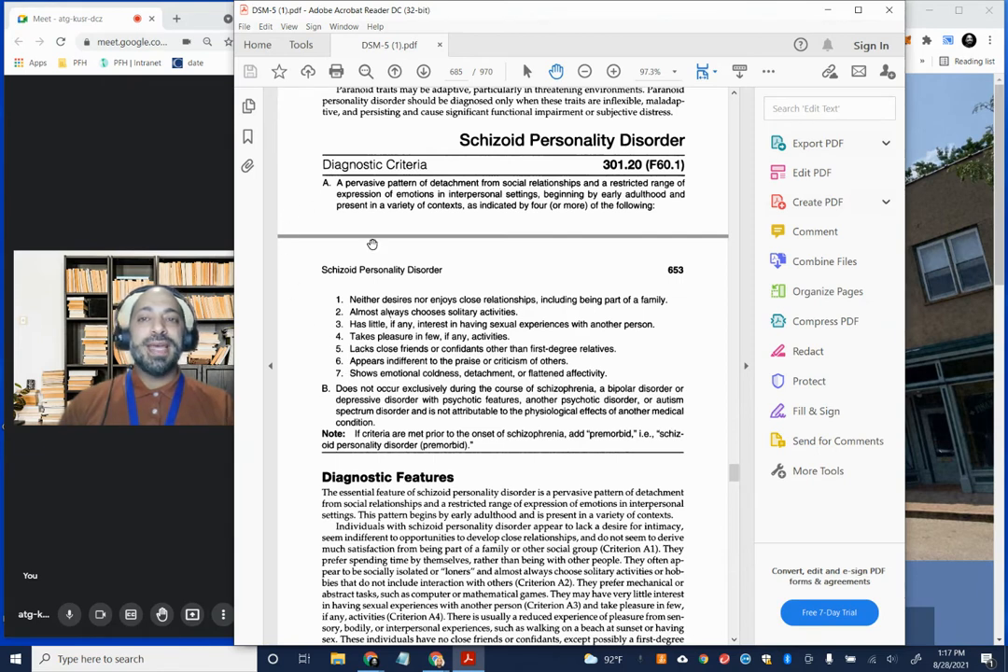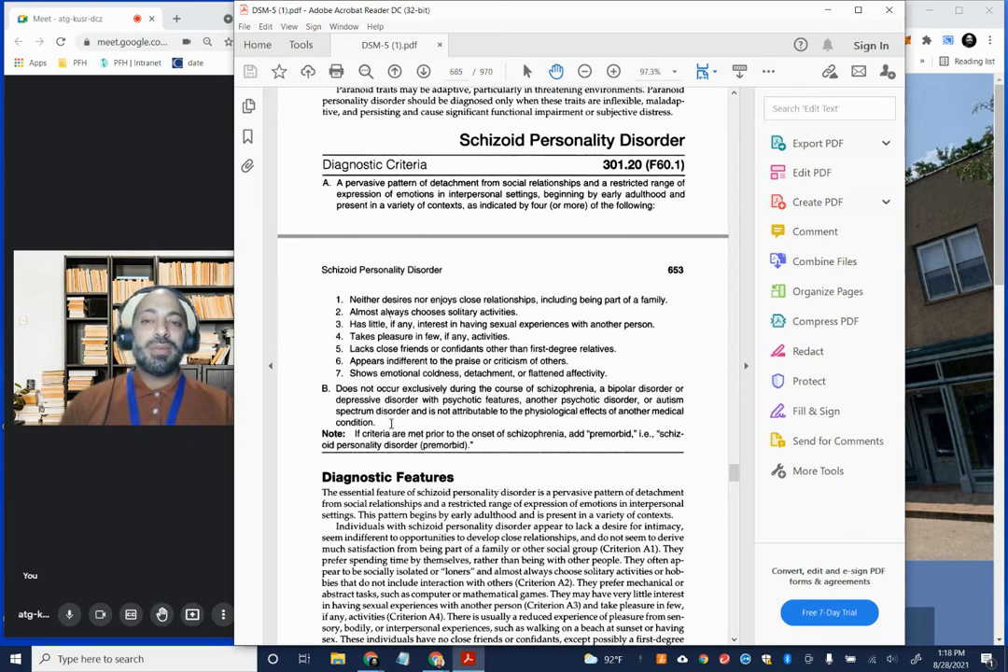So that's the first part. That's A, and again, we're looking at a minimum of four of these. Now B: this does not occur exclusively during the course of schizophrenia, a bipolar disorder, or a depressive disorder with psychotic features. It also does not occur exclusively in another psychotic disorder or autism spectrum disorder. And this is not attributable to the physiological effects of another medical condition. So if someone has a medical condition or any of these other diagnoses, then they wouldn't have schizoid personality disorder.